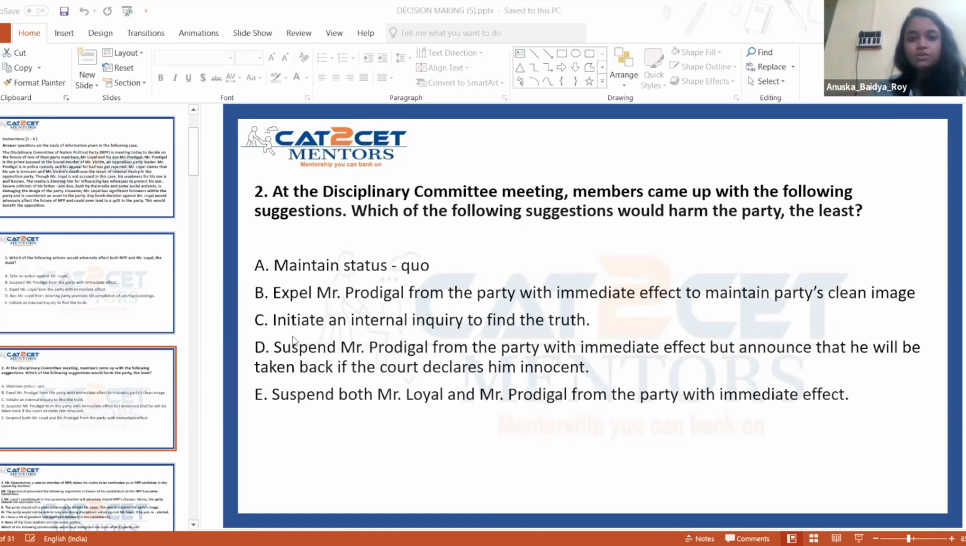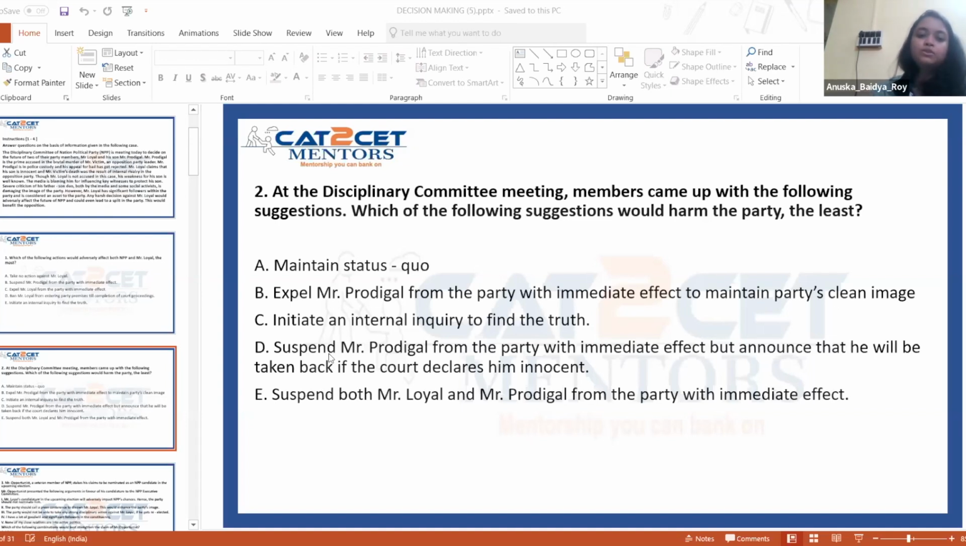Now, see, initiate an internal inquiry to find the truth. Again, an irrelevant option, because we want to know which one would cause the least harm to the party. Here there is nothing, no action is being taken. They are just initiating an internal inquiry to find the truth. After that, what? Will they keep Mr. Loyal? Will they keep Mr. Prodigal? Nothing is mentioned. So C is kind of an irrelevant option. This is at our least priority right now.